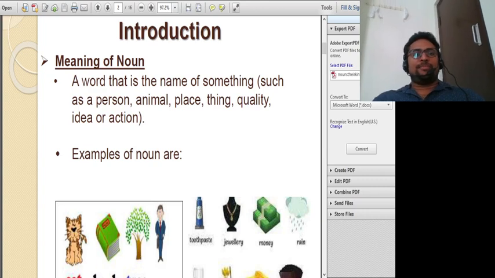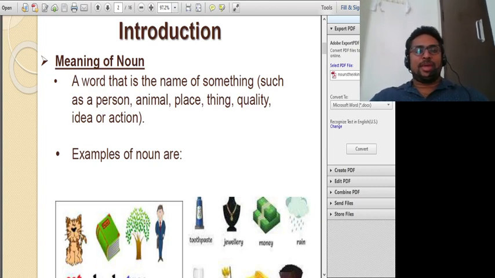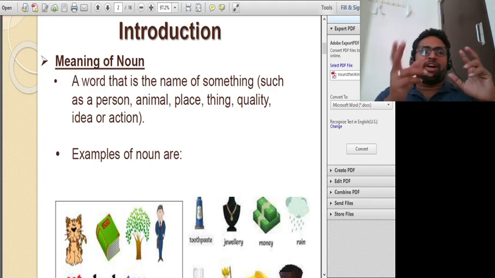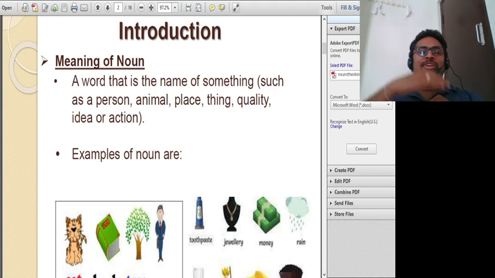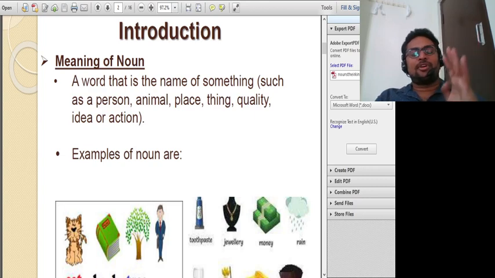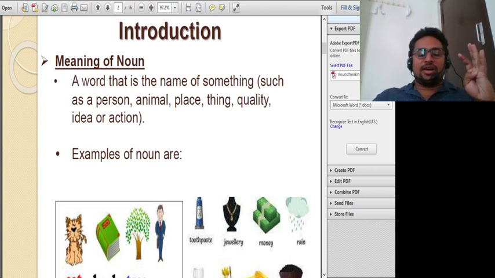So nouns are mainly classified into 2 types. One is proper noun and the other is common noun. Based on the form and based on the meaning, common noun is again classified into 2 types. Based on the form we have 2 types: countable noun and uncountable noun. Based on the meaning we have 4 types of noun in English: concrete noun, abstract noun, material noun, and collective noun.